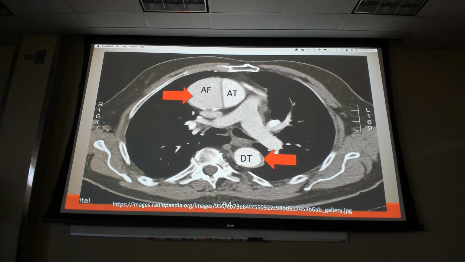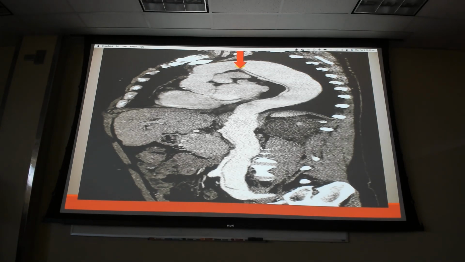Big surgical management. And if you did a scout view of this patient, you can actually follow the dissection from the aortic, here's the ascending aorta, here's the arch. It starts dissecting here and goes all the way down where that line is, all the way down the entire aorta. Badness.